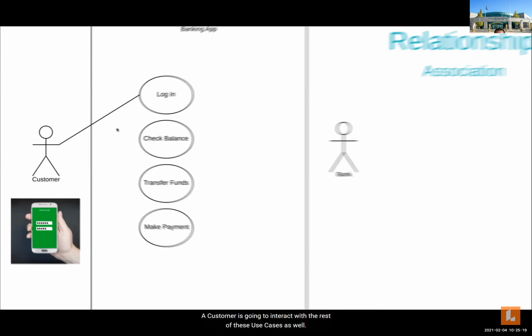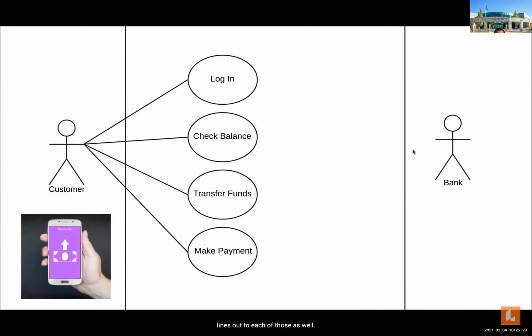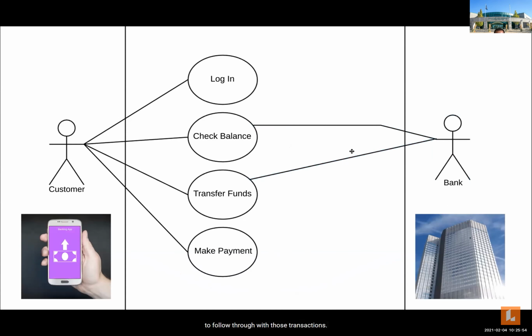A customer is going to interact with the rest of these use cases as well. They're going to check balance, transfer funds, and make payment, so we'll draw solid lines out to each of those as well. Secondary actors will also have relationships. Remember, each actor has to interact with at least one use case. So which use cases will the bank interact with? When a customer wants to check their balance on the app, the bank is going to provide the correct amount. Let's draw a line between bank and check balance. Similarly, when a customer wants to transfer funds or make a payment, the bank is going to follow through with those transactions.